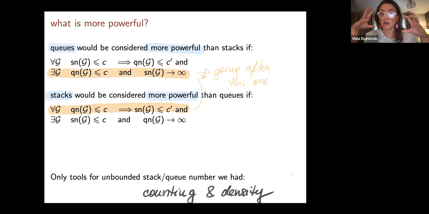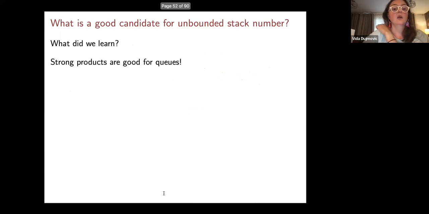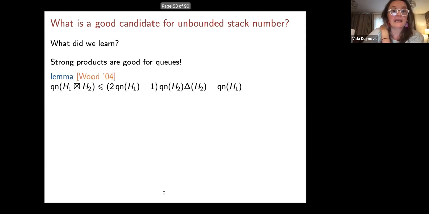We learned something from this product structure. So what did we learn? Okay, we're going to try to use this new thing we learned. Well, new-old, some of these things we knew before. Okay, so strong products are good for Qs. Let's try to use that. And they're not good, it seemed, for stacks.